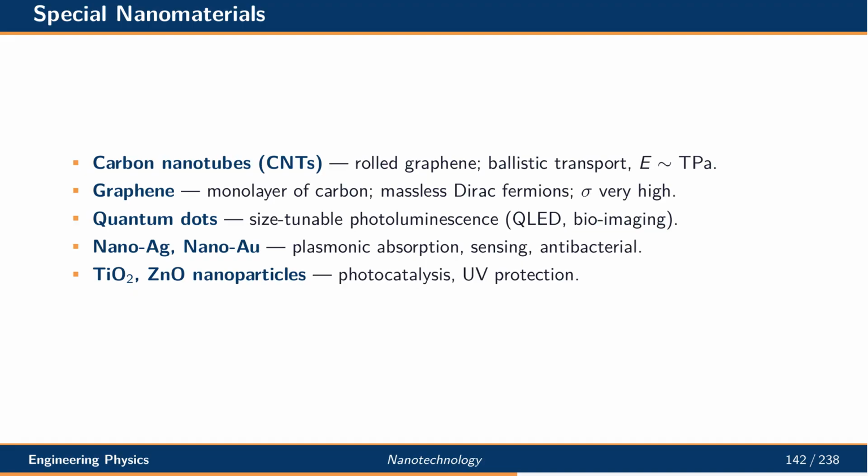Several nanomaterials stand out for their unique properties. Carbon nanotubes are rolled graphene sheets with ballistic electron transport and Young's modulus on the terapascal scale. Graphene itself is a single atomic layer of carbon with massless Dirac fermions and extraordinary conductivity. Quantum dots show size-tunable photoluminescence used in QLED displays and biological imaging. Nano-silver and nano-gold exhibit plasmonic absorption useful for sensing and antibacterial coatings. Titanium dioxide and zinc oxide nanoparticles serve as photocatalysts.